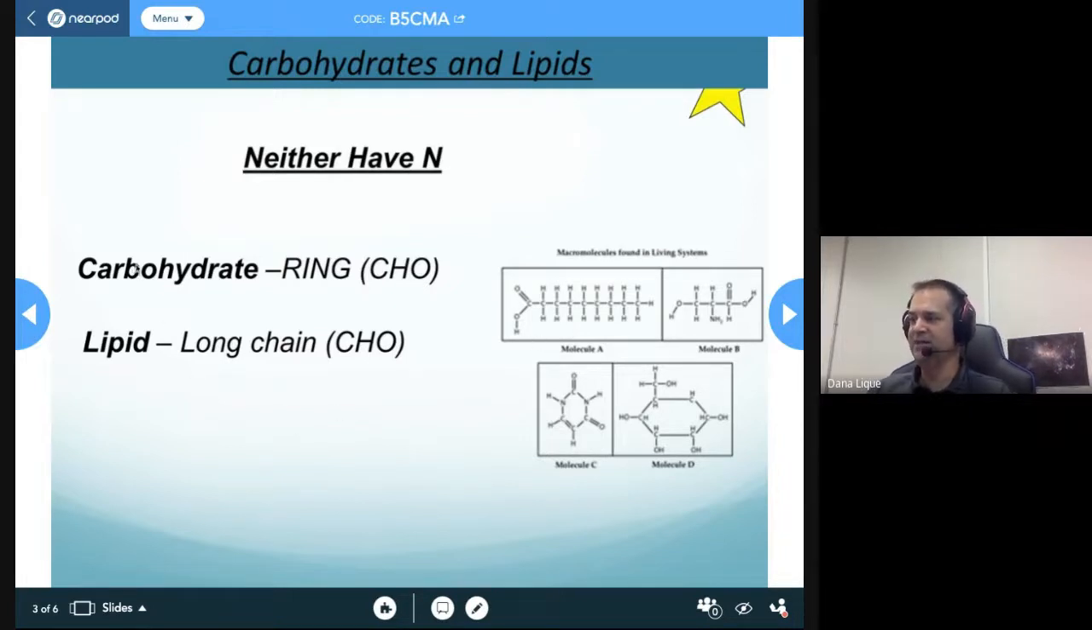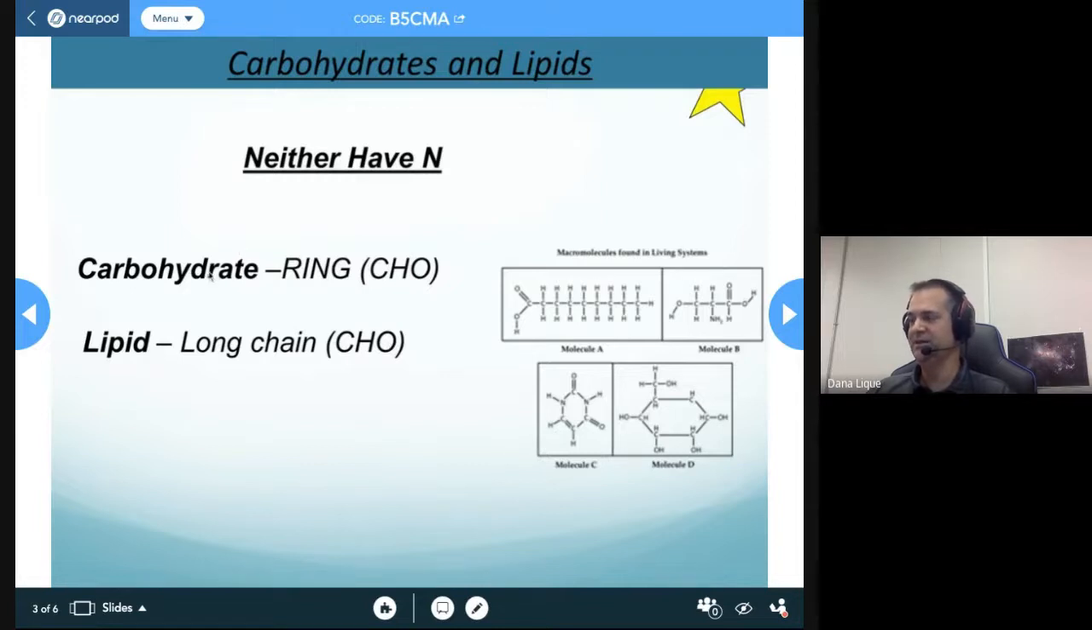So I always group them together as carbohydrates and lipids together, and then proteins and nucleic acids will be on the next slide. The reason I group carbohydrates and lipids together is because neither of them have N or nitrogen in the physical structure here. So if you see an N somewhere in the structure, it's not a carbohydrate, it's not a lipid. Okay, they only have carbon, hydrogen, and oxygen. So all four of them all have carbon, hydrogen, and oxygen. But if they only have carbon, hydrogen, and oxygen, it's either a carb or a lipid.